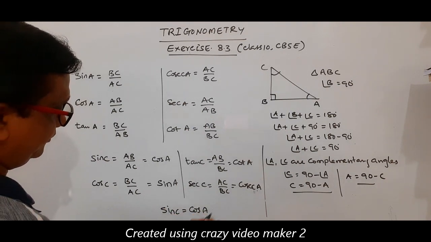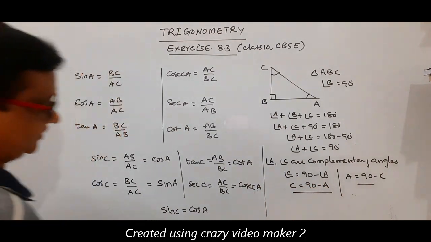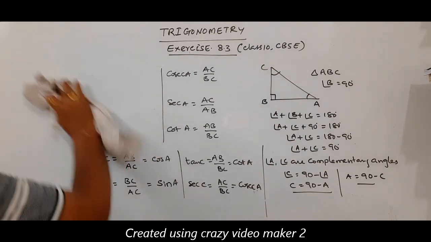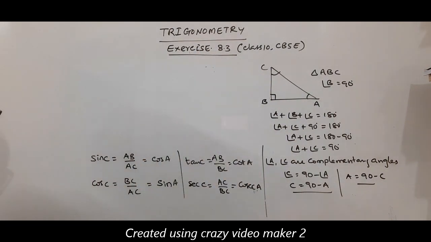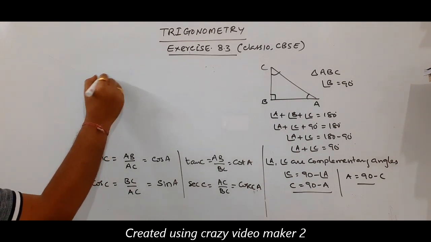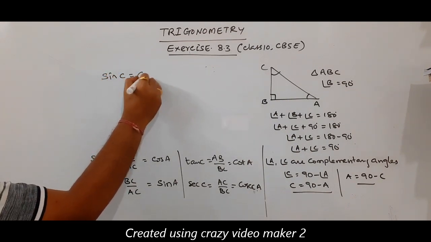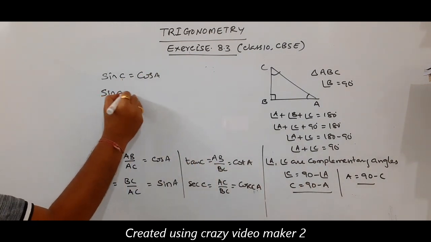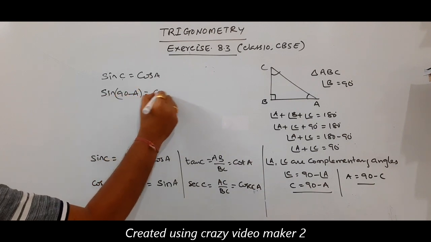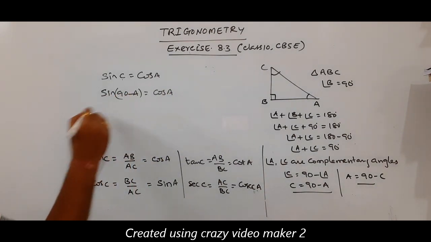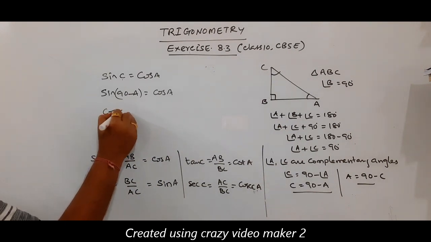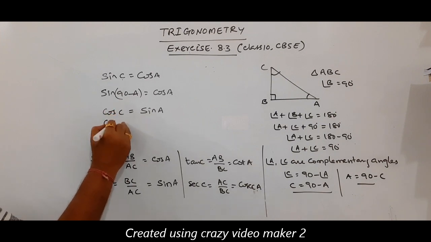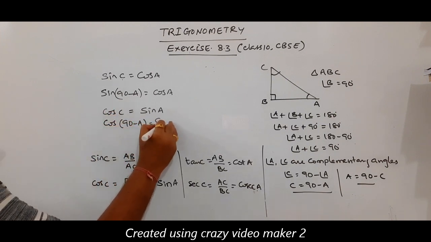Now from all this, suppose I take sin C equal to cos A. What is C here? 90 minus A. So sin of 90 minus A equal to cos A. Same as, if I take cos C equal to sin A, cos C, with C as 90 minus A, equal to sin A.